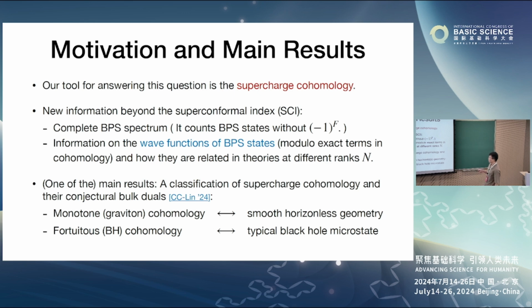There's no cancellation between the number of fermions and the number of bosons. But furthermore, it contains information about the wave function of these BPS states, modulo the exact terms in the cohomology. Using this wave function information, we can relate BPS states at different rank N. Under the AdS/CFT correspondence, N corresponds to the inverse gravitational coupling. So we can know how a BPS state changes if we increase or decrease the gravitational coupling. Using this information, we can try to answer the question: what are the black hole microstates?